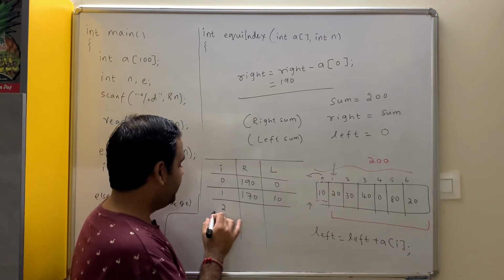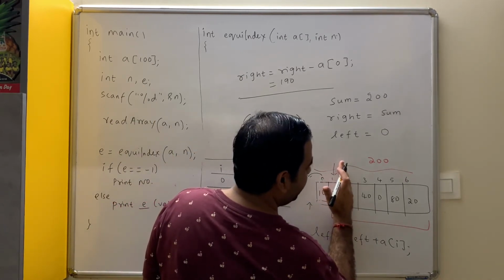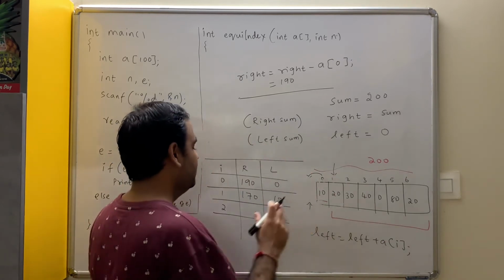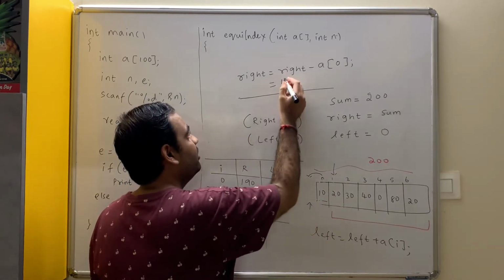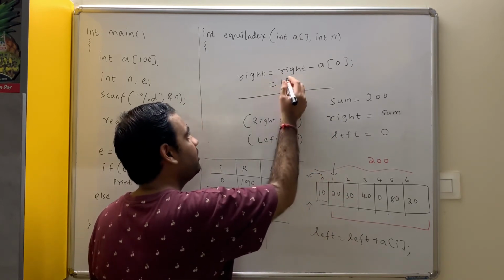Now you go to index 2. What is the right sum of index 2? 40, 80, 20, 140. And how do you get 140? Very simple. The current sum of right is 170, and you say 170 minus 30. And what is 170 minus 30? 140.